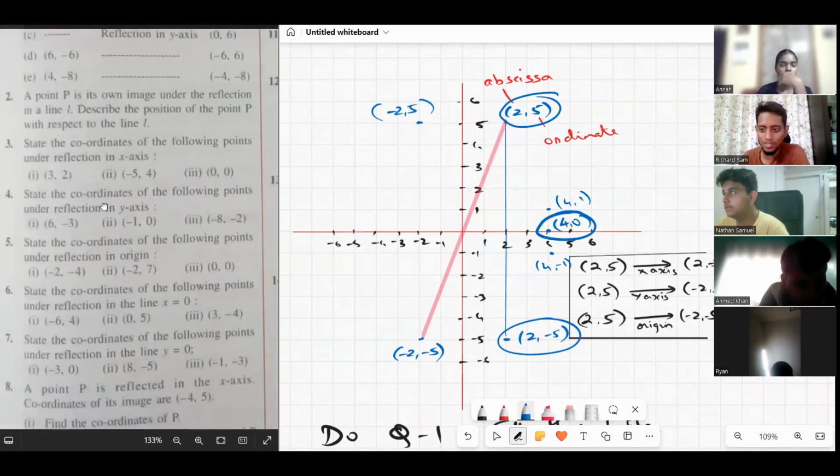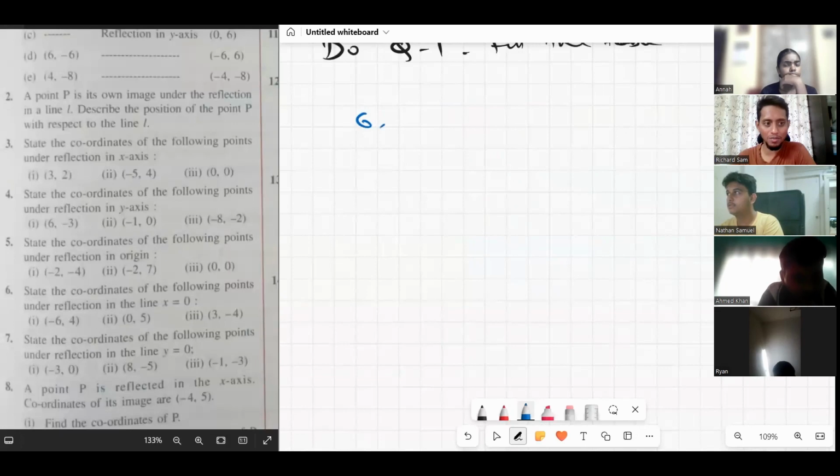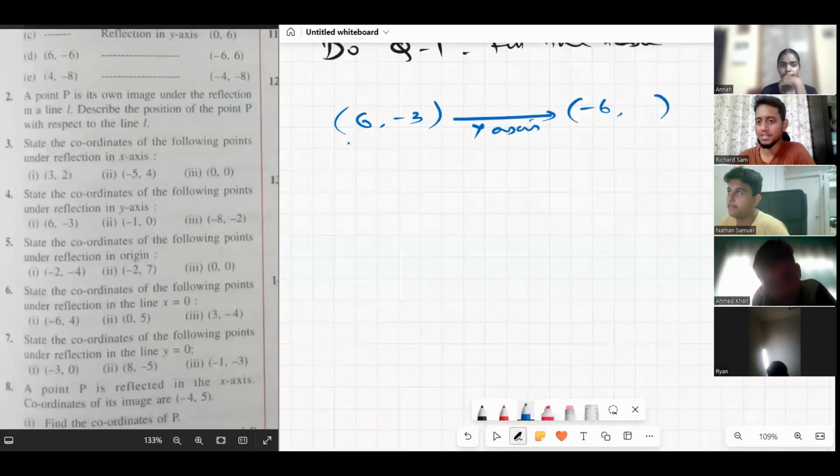Next, fourth question, this is reflection on the y-axis. So what will 6 comma minus 3 become? Minus 3 comma 6? Minus 6 comma minus 3? Hey, don't interchange x and y value. Ahmed, 6 comma minus 3, under reflection on the y-axis, its x coordinate will change sign. X coordinate is 6, so it will become minus 6. The y coordinate will remain the same.